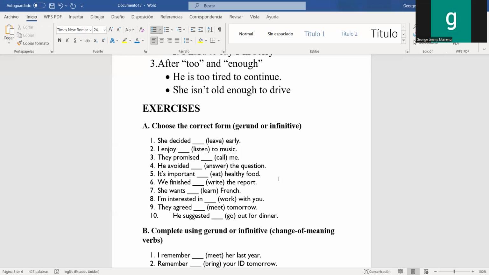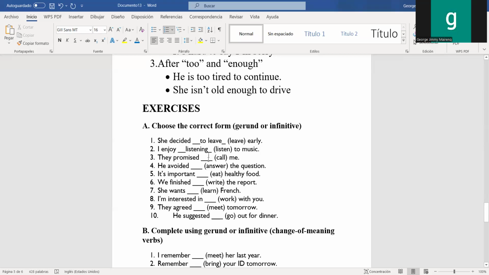She decided early, and we got leave. Yes, it's to leave, right? Because we got the verb decide. Decide is one of the verbs that must be followed with infinitive: to leave. Okay, good. Then we got I enjoyed, and the verb is listen to music. The verb enjoyed is one of the verbs that must be followed with gerund. So the verb listening is with the ing form. I enjoy listening to music. Okay, good.